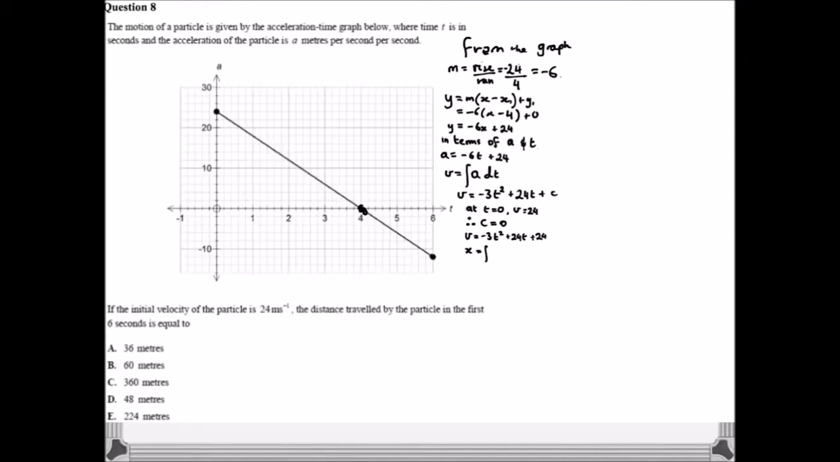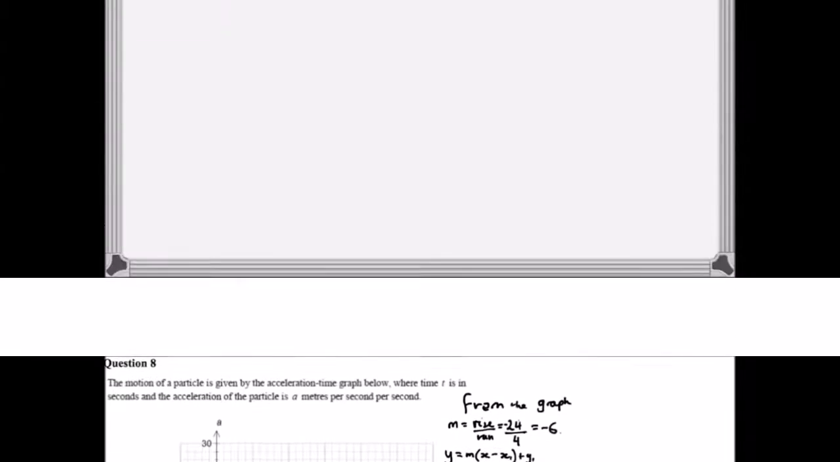Now when we integrate again, we're going to get the position, the displacement, but the distance traveled is going to be the displacement from the origin, from 0, up to t equals 6. So the distance traveled in the first 6 seconds, you can work that out by doing a definite integral with limits from 0 to 6 and integrate velocity to get your distance traveled there.